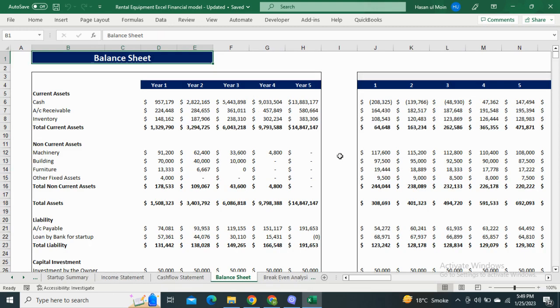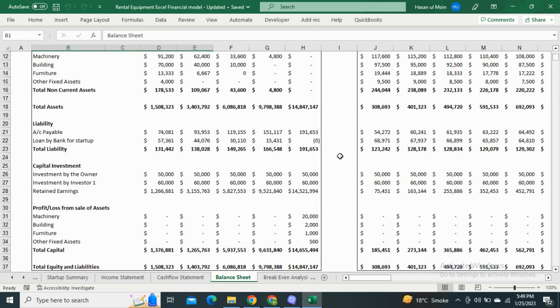Next, we have the balance sheet, which shows the total assets, equity, and liabilities for the year ended.